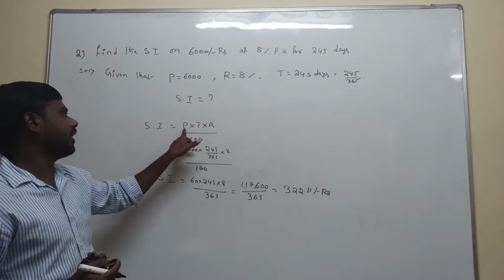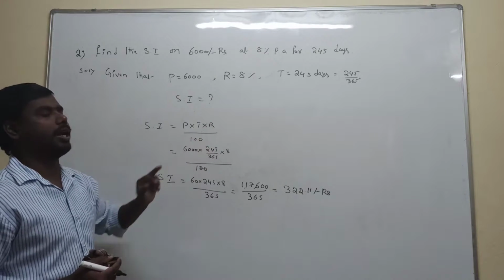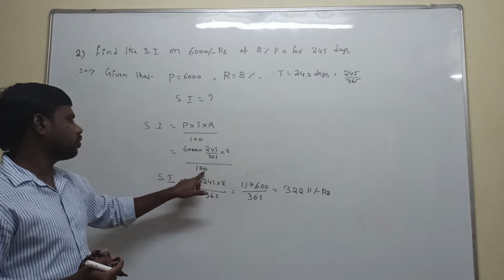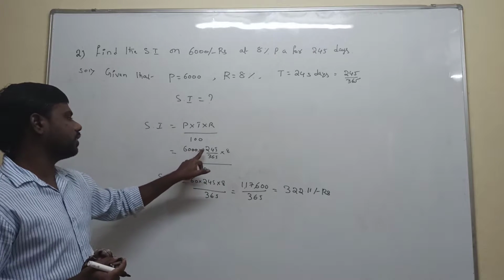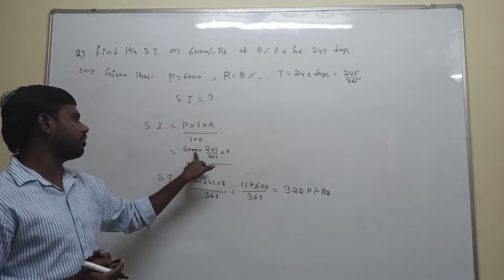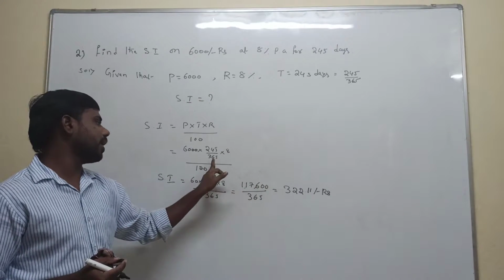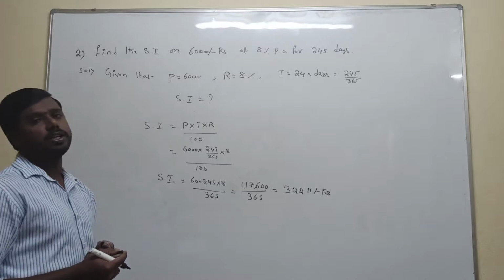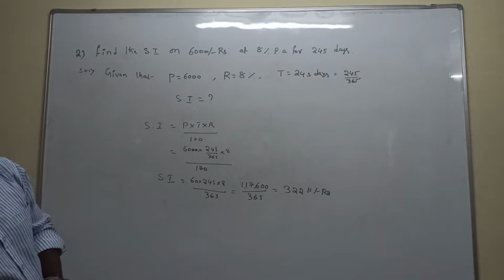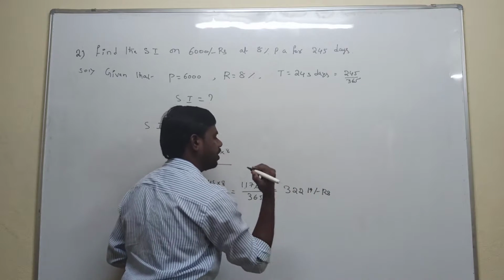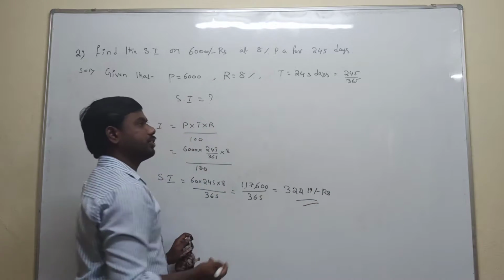Simple interest formula is PTR by 100. Now substituting the PTR values, these two zeros get cancelled. The remaining value is 60 into 245 into 8. The product of the numerator values is 1,17,600 divided by 365. That value is 322.19 rupees. This is the required solution.